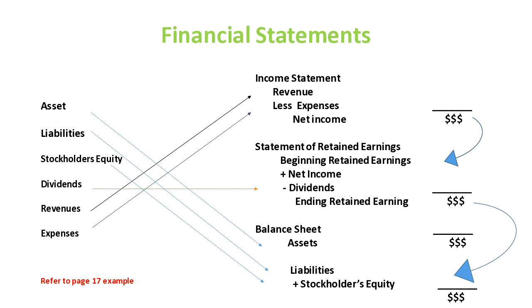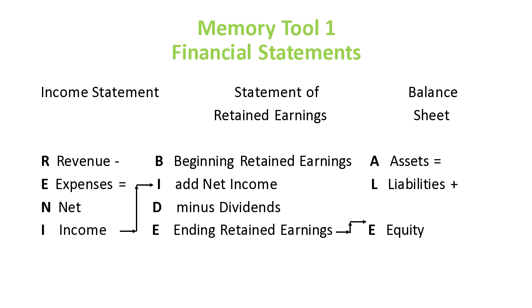Let me go, and there is an example on page 17. I don't know if that's the one I have coming up next. I also did a memory tool for you saying these are the things that go on the financial statements in case you forget. Revenue, expenses, so it's Rennie, Bide, Ale. Just a simple memory tool that if you have to take a test and you don't have time to look these things up, if you can remember Rennie, Bide, Ale, you can probably put it together.